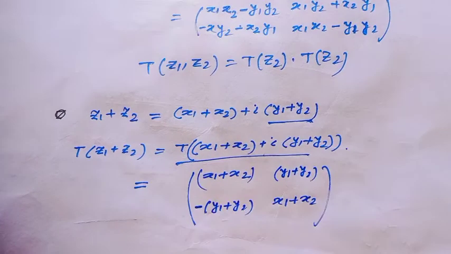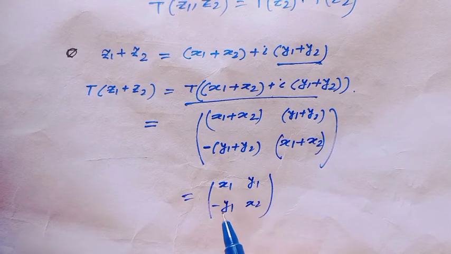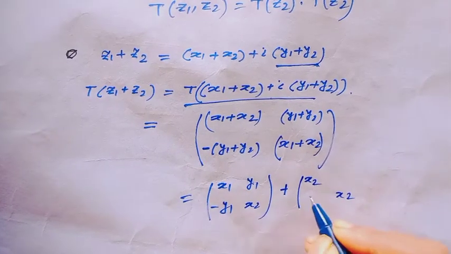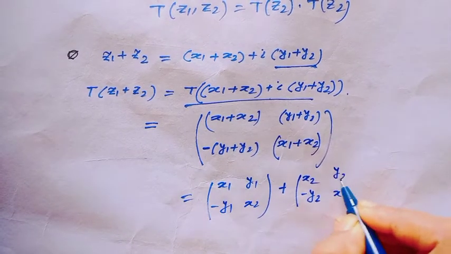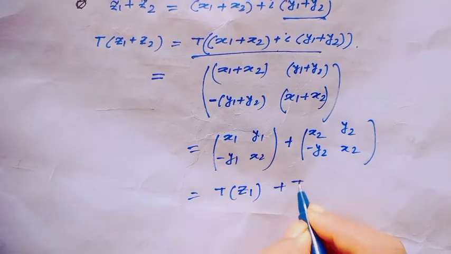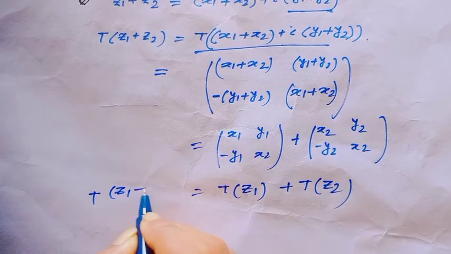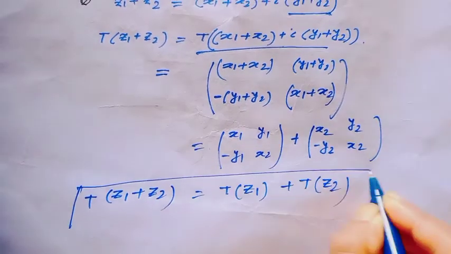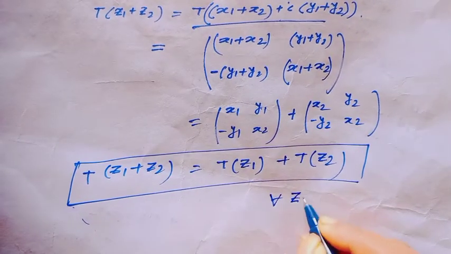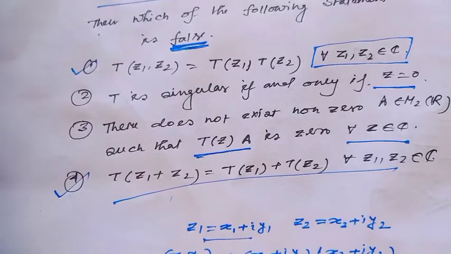Okay, which is equal to, obviously just notice, x1 x2 minus y1 y2 plus x2 x2 minus y2 y2, and this is actually T of z1 plus T of z2. That means T of z1 plus z2 equals T of z1 plus T of z2. This proof is satisfied for all z1, z2 belonging to the complex numbers. That means option 4 is also right.